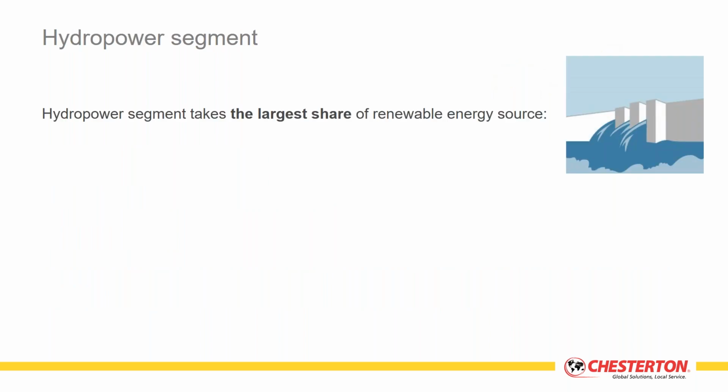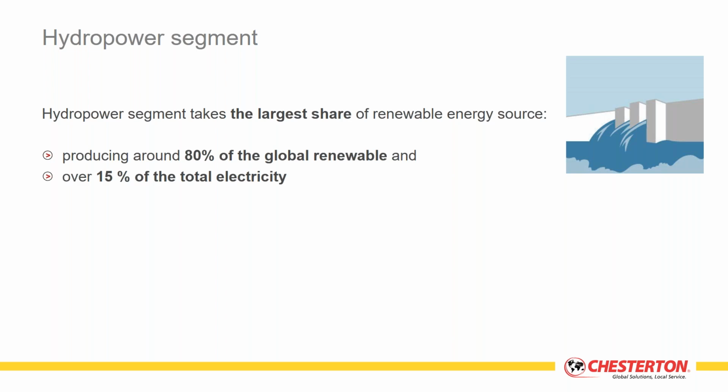So when we are talking about hydropower, why is hydropower so important in the renewable energy sector? Because hydropower takes the largest share in this sector. The production of the hydropower segment is around 80% of global renewable energy, and this is more or less 15% of the total electricity generation on the global level. This 15% represents around 3,000 terawatt hours of power generation in a year.